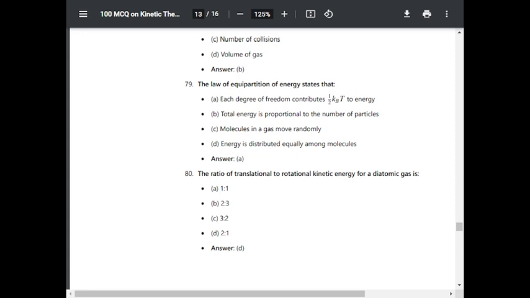Question number 80. The ratio of translational to rotational kinetic energy for a diatomic gas is: option A, 1:1; option B, 2:3; option C, 3:2; option D, 2:1. The correct answer is D, 2:1. The ratio of translational to rotational kinetic energy for a diatomic gas is 2:1, so option D is correct.